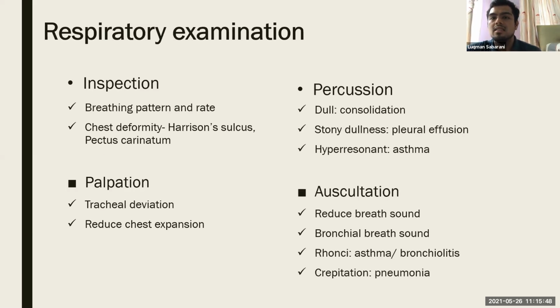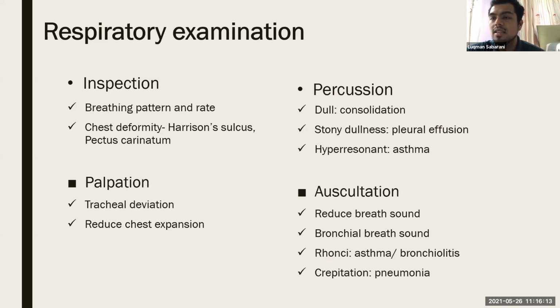This is about the respiratory examination. Systematically, we go one by one, starting with inspection. We need to look for breathing pattern and work of breathing. Is there any chest deformity, for example Harrison sulcus and pectus carinatum? Next is palpation. Is there any tracheal deviation, suggestive of pneumothorax? And then reduced chest expansion.